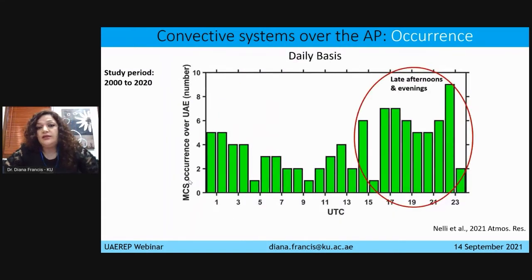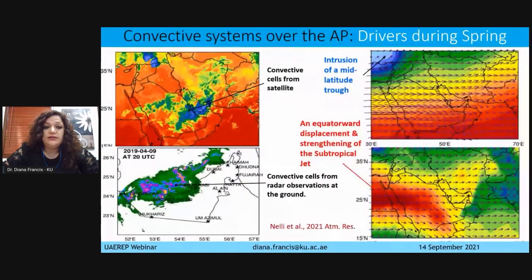Now, if we look at the daily basis, which is the favorable time for their occurrence, we found that the most favorable hours during the day for MCS occurrence are late afternoons to evenings, which is expected somehow due to the accumulation of water vapor in the atmosphere during the day. And now, we also wanted to identify what are the drivers that promote the formation and occurrence of mesoscale convective systems over our region.